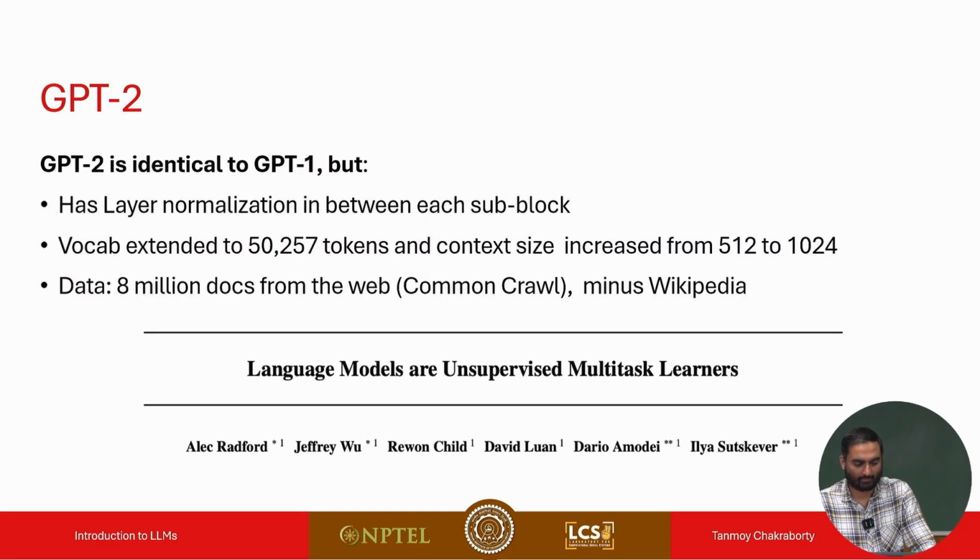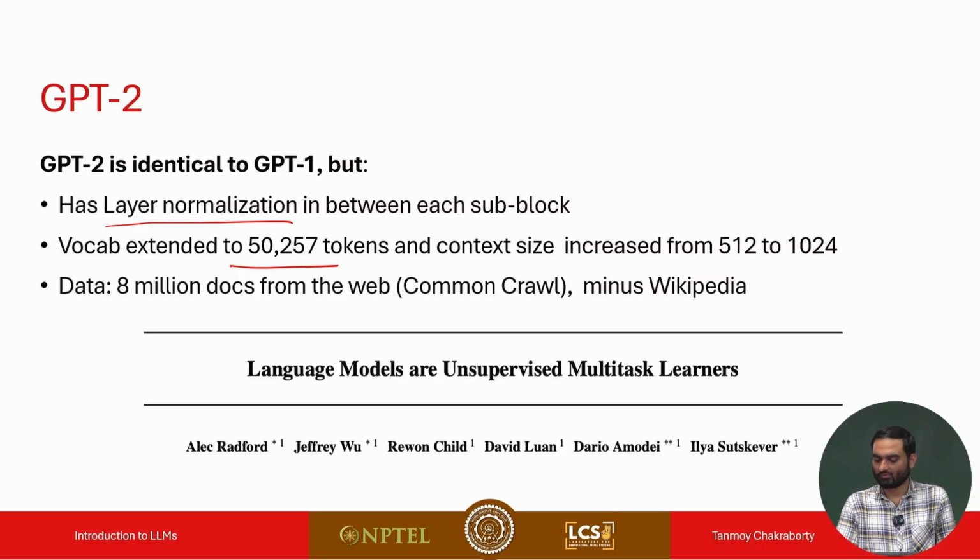This is GPT-1. GPT-2 was proposed just the next year, 2019. What's the difference? The difference is they use layer normalization in between different subblocks. Layer normalization we discussed earlier. Their vocabulary is now extended to 50,000.